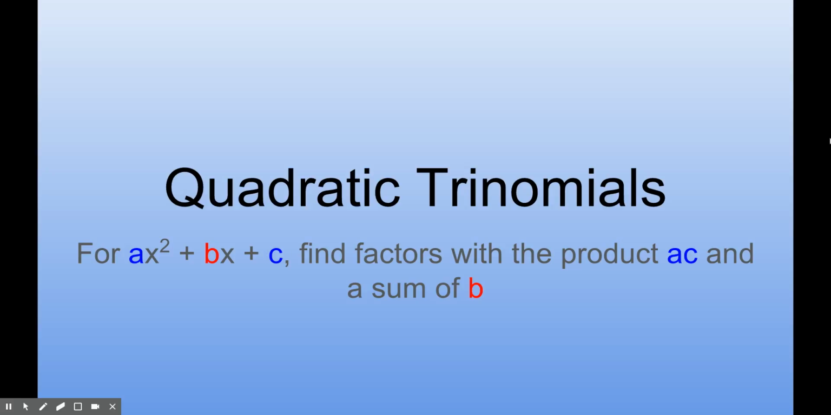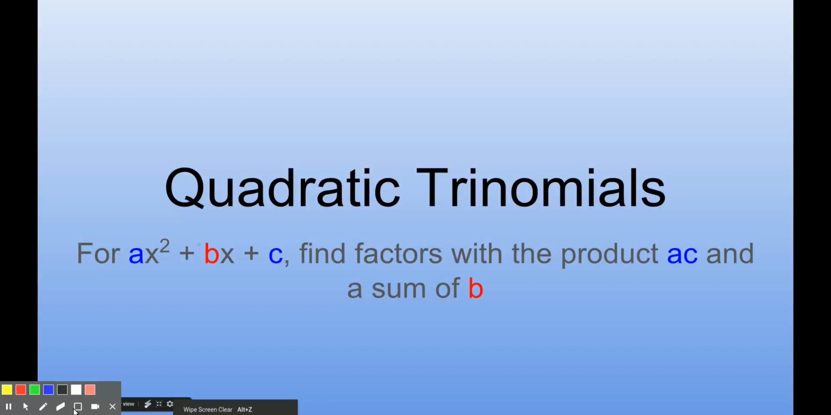So when you have a quadratic trinomial in the form ax squared plus bx plus c, you are going to take the a term and the c term, find the product of that. Then you're going to find all the factors of that product. Then you're going to add up those factors and see which one of them equals the b term. Once you have that, that's going to give you the information you need to properly factor this quadratic trinomial.